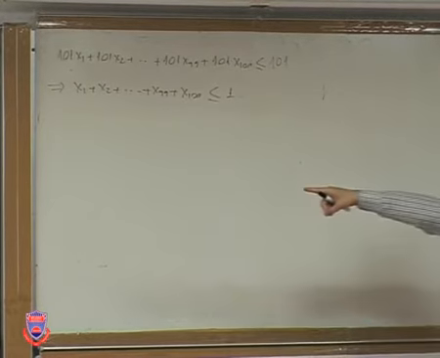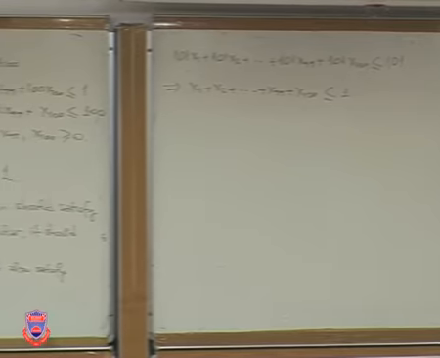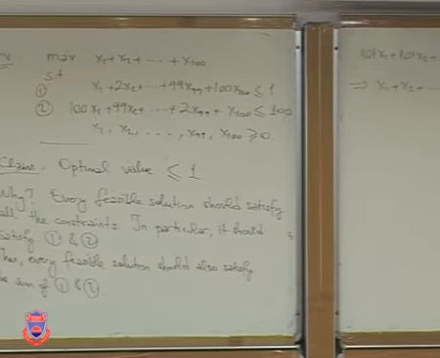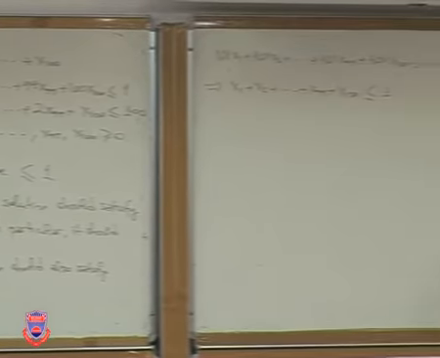So essentially, if I go back to my question, I actually achieved the bound on the optimal value, right? I don't know what the optimal value is, but I know that the optimal value cannot be larger than 1. Okay?